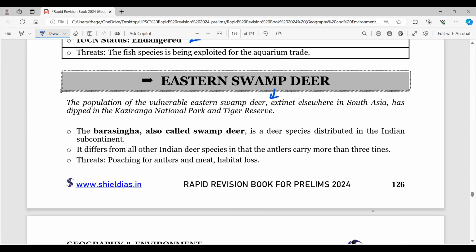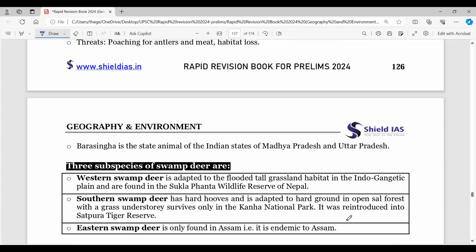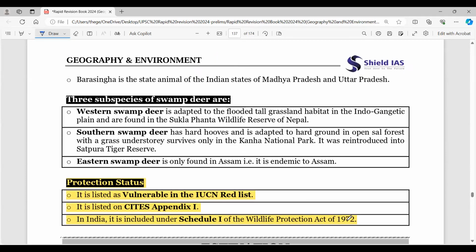Eastern swamp deer. This is another one. So you see Kaziranga National Park and Tiger Reserve. There you'll find Barasingha, also called swamp deer. Right. So this is important. The name itself tells us swamp, and it's part of the IUCN vulnerable category.